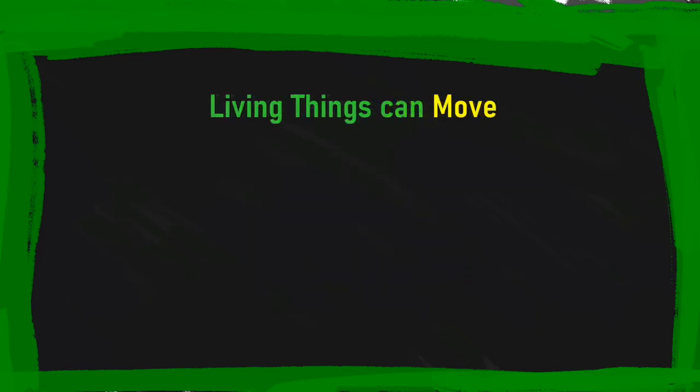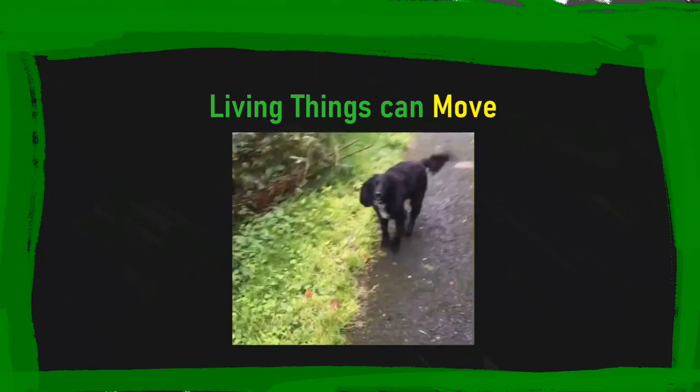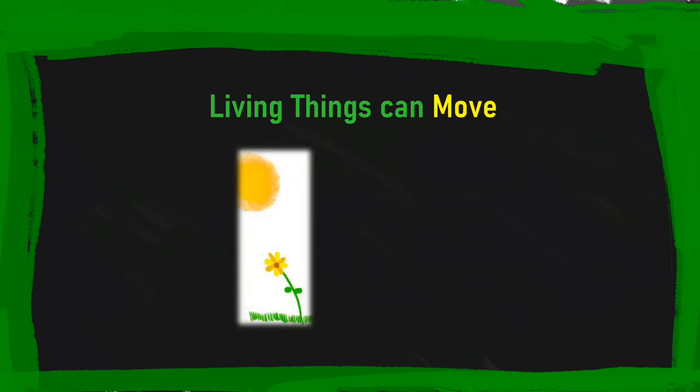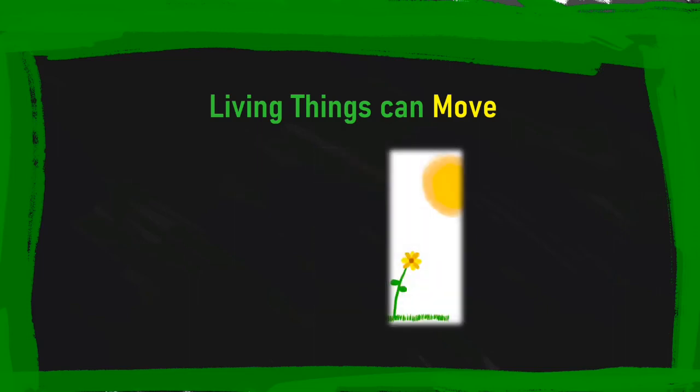Living things can move. This can be related to response, or it can be voluntary. Most animals can move voluntarily. Plants tend to move in response to things, like a flower opening up to sunlight in the morning and closing at night, but they can't move from place to place like animals can.